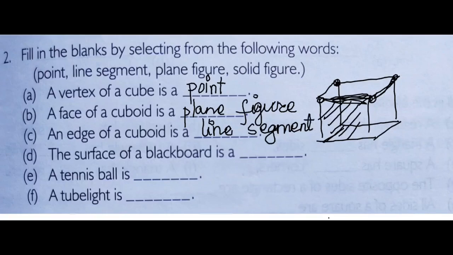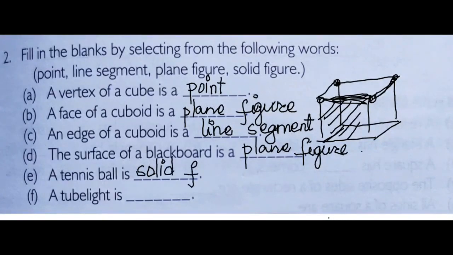Now next, the surface of a blackboard is a plane figure. You know that the surface of a blackboard is a plane figure, so here you will write plane figure. Next, children, a tennis ball is a solid figure, so you will write solid figure. A tube light is an example of a solid figure, so here you will write solid figure. Okay, hope this one is clear to you all. So you have to fill the blanks with all these words.